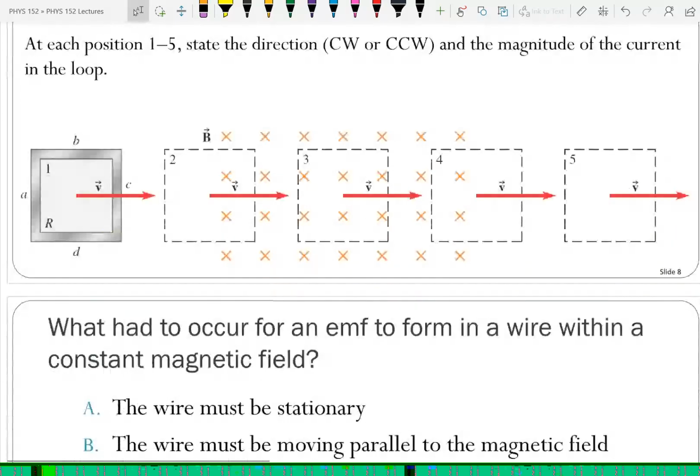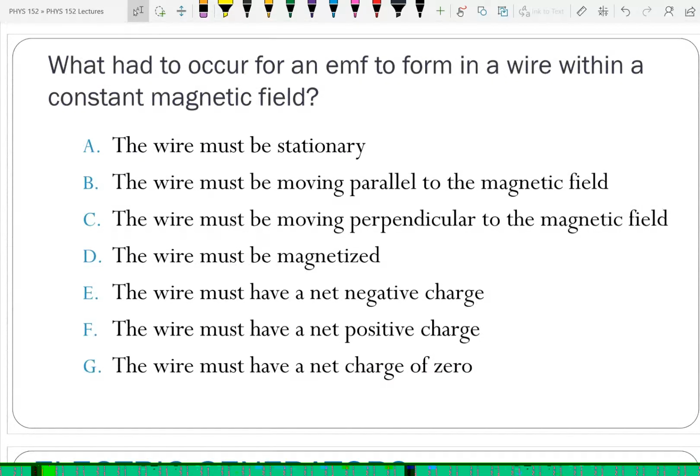Okay, clicker question. Giving you a second, it's not allowing you to answer yet. Now you can answer. What had to occur for an EMF to form in a wire within a constant magnetic field? Notice it doesn't say a loop, it says a wire. Oh, it says 18 people answered. Okay, it's open again. See if it says it's closed. Yeah, looks good so far.